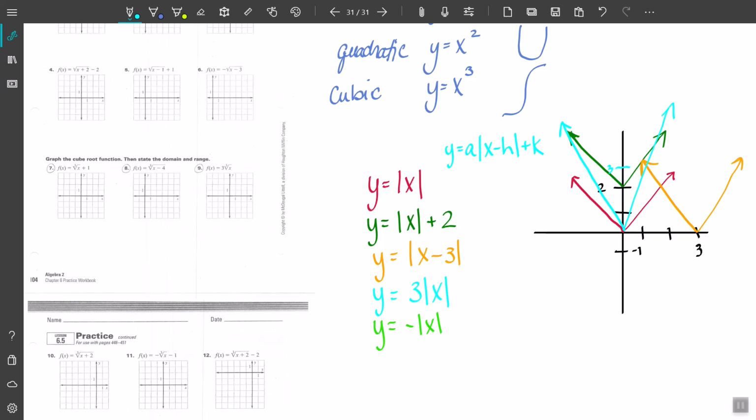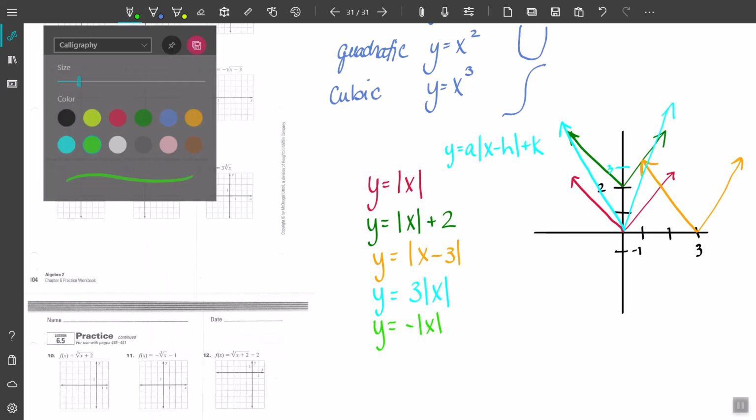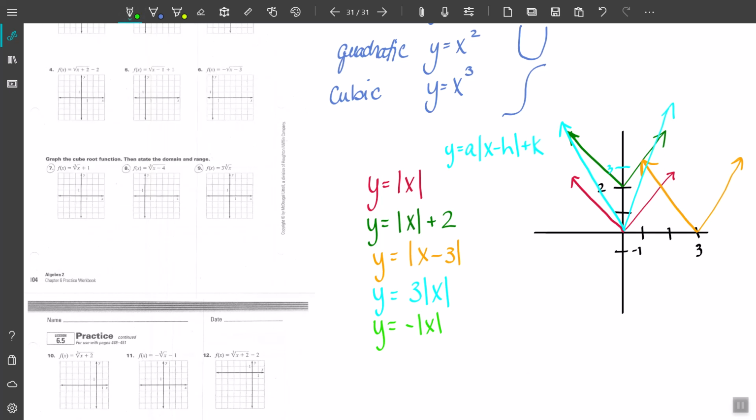And then in light green, we have the opposite of the absolute value of x. So again, that has an a value that is less than 0. So that means that we are going to have an inverted V. So it's going to have the same slope as the red one. This is exactly the same as the parent function in every way except it's inverted.